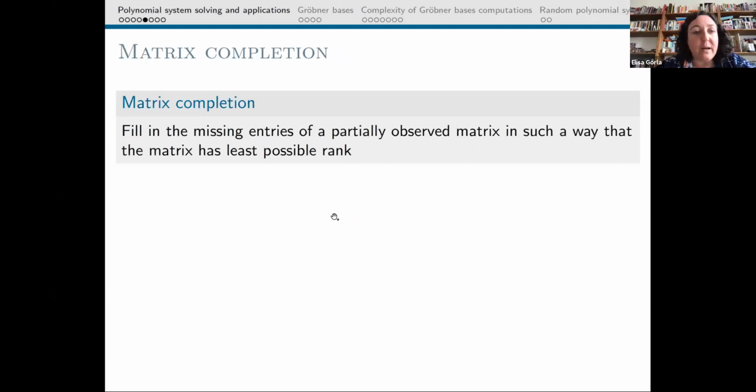Okay, so another problem that I want to mention, because it's connected to coding theory, but also just because it's a nice algebraic problem. So this problem is matrix completion. Yes, is there a question?